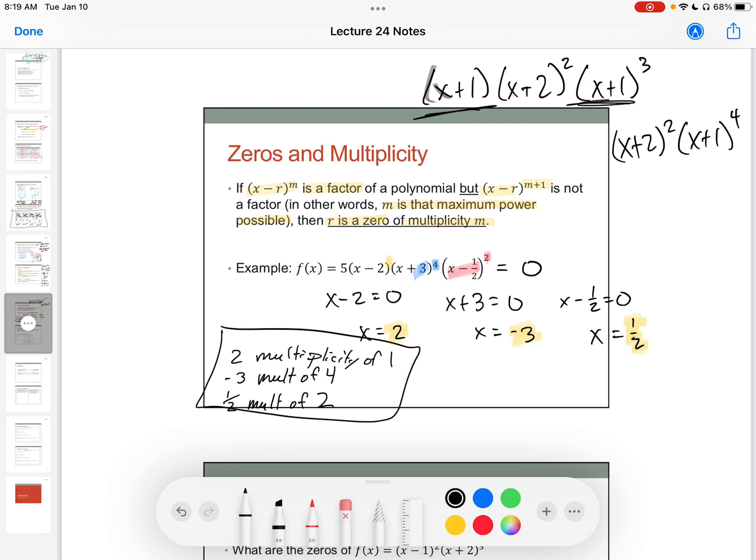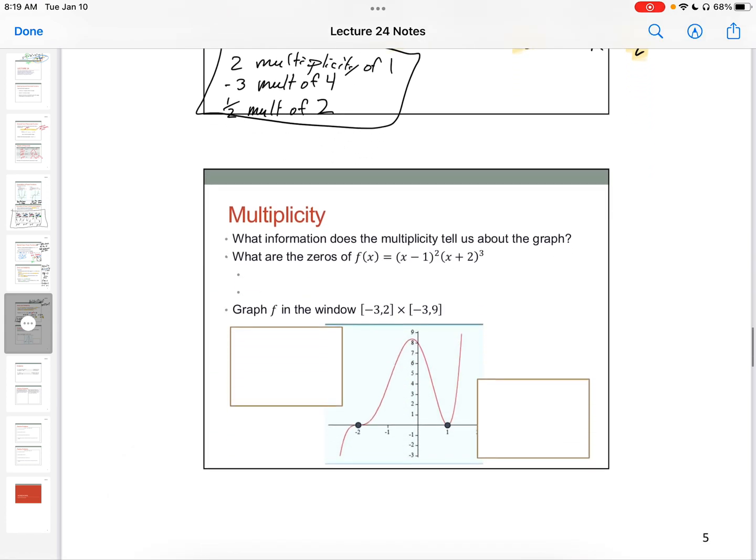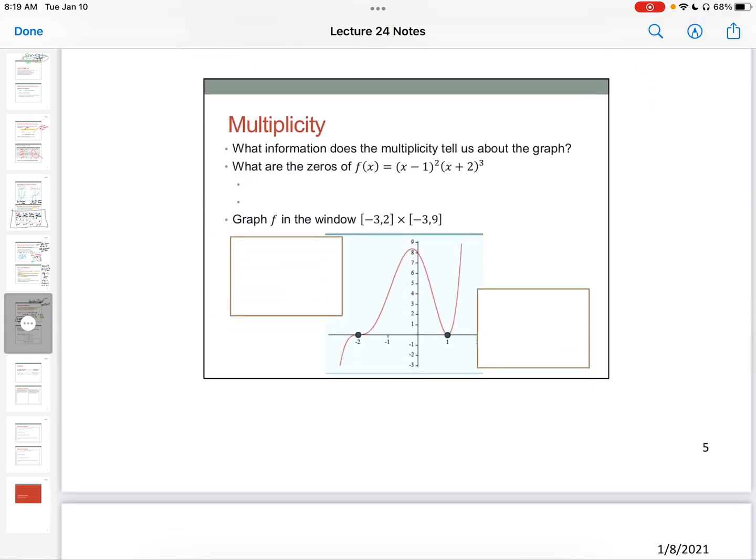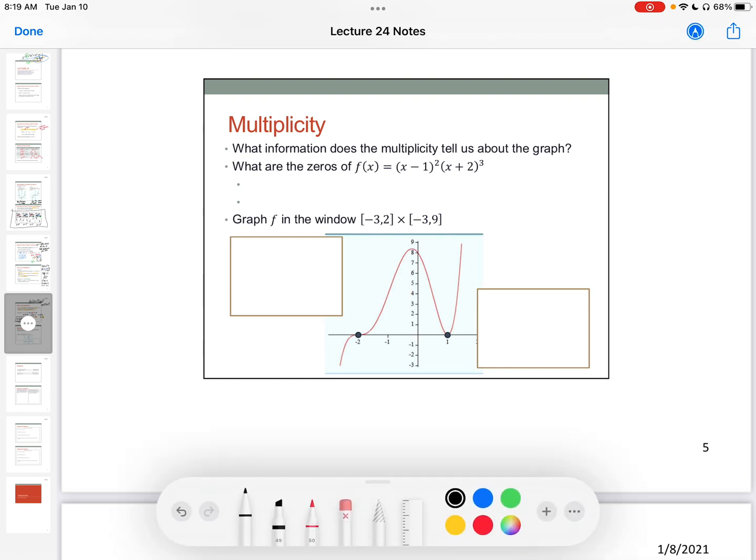Now, what does that multiplicity tell us? Well, that multiplicity tells us how this function will behave at that 0. And remember, your 0 is just your x-intercept. So how is this function going to behave at that point? Here I have a graph, and I've got two x-intercepts. One of my x-intercepts would be at 1, and 1 has a multiplicity of 2. My other one is negative 2, sorry, and negative 2 has a multiplicity of 3.